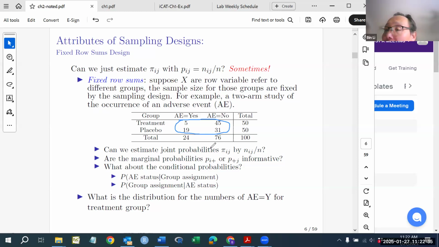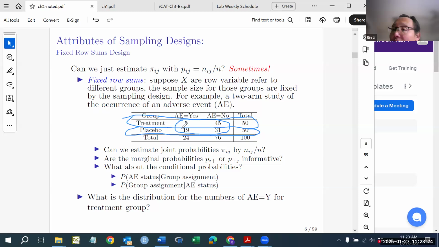Is that right? And you may ask, what is the relationship between these two binomials? One process is in the first row for the treatment group, and one is for the placebo group. Will they have the same parameters? Of course not. Why? Let's just say the AE yes is the success rate. Which group has higher success rate? Of course, the placebo group has higher success rate, right? You can see about 38% of the placebo group has adverse event, but only 10% in the treatment group has adverse events.